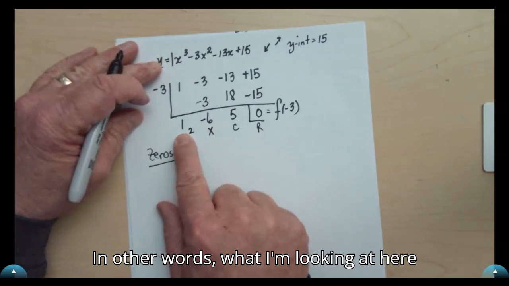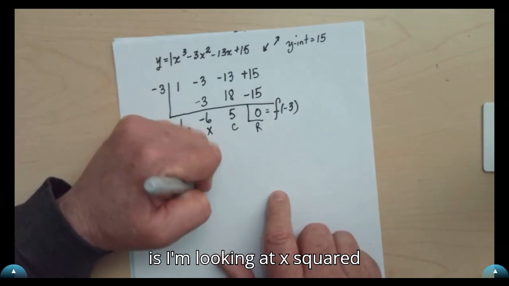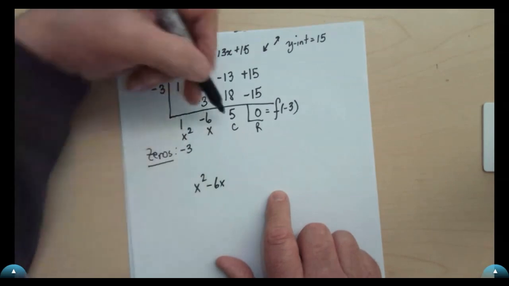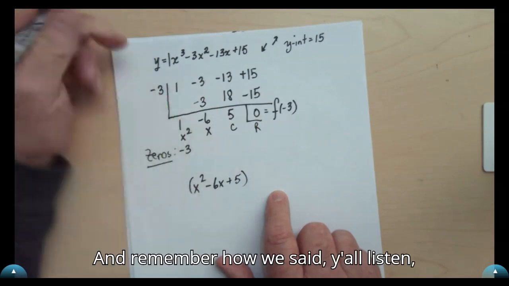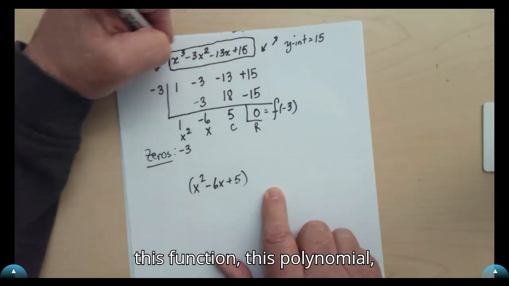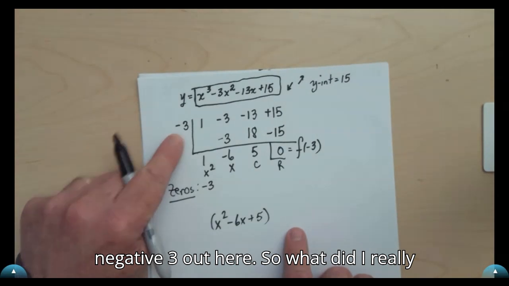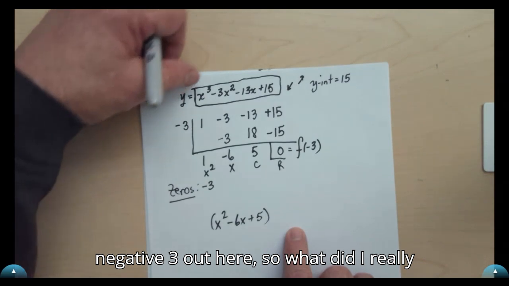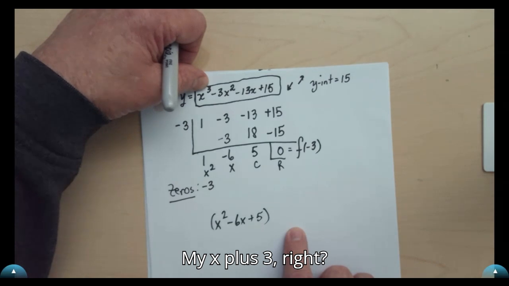In other words, what I'm looking at here with this 1, -6, 5 is x squared minus 6x plus 5. And remember how we said, y'all listen, this polynomial, because we did a division problem, I put -3 out here. So what did I really divide all this by? By x plus 3, right?